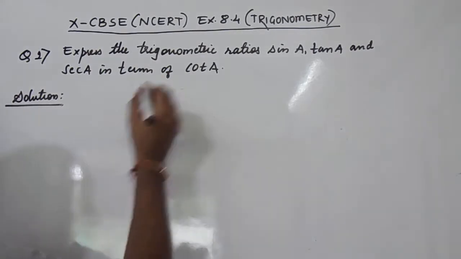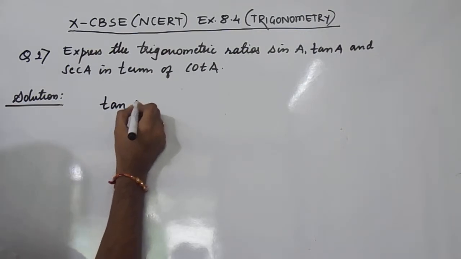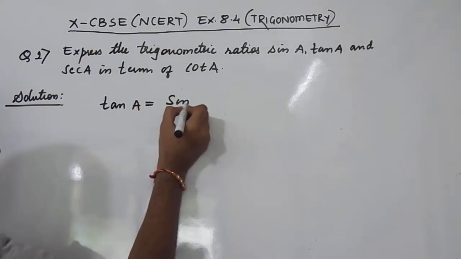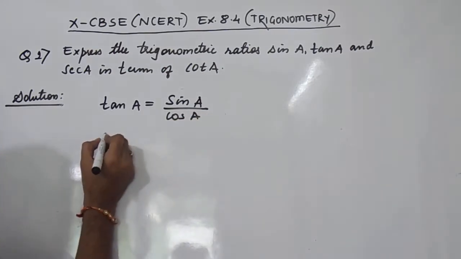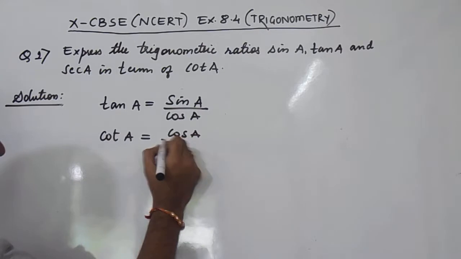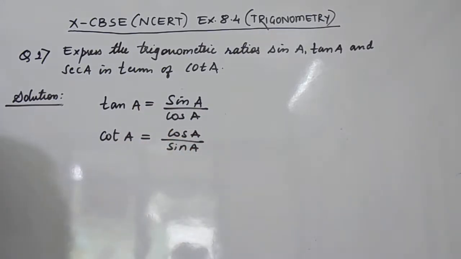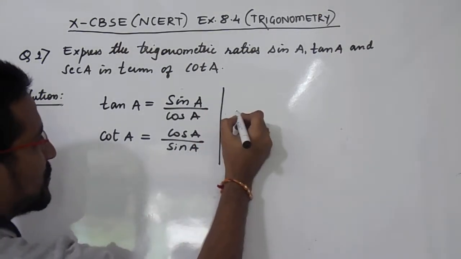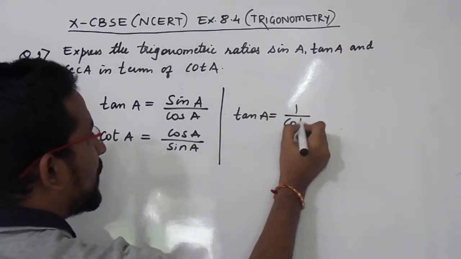Now tan A. We know that tan A is sin A upon cos A, and we know that cot A is cos A upon sin A. So if you see, both are nothing but the reciprocal of each other, that we have already seen. So tan A is nothing but equal to 1 upon cot A.